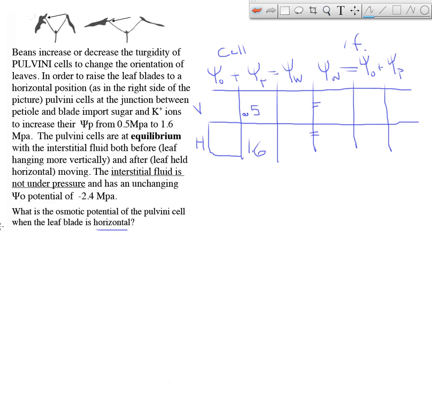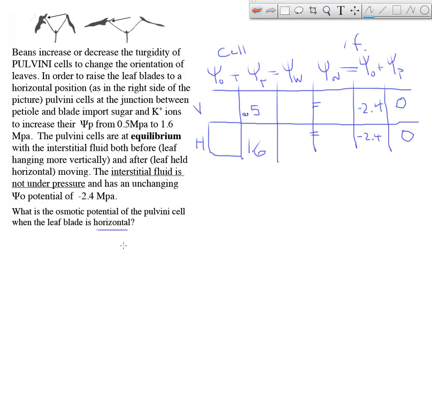Okay, what other numbers do we have here? The interstitial fluid is not under pressure. Sounds like the interstitial fluid, in both cases, has a pressure potential of 0. It's not under pressure. Good. And has an unchanging osmotic potential of minus 2.4. So there must be plenty of solute in there, because it has an osmotic potential of minus 2.4 megapascals, both during the vertical positioning and the horizontal positioning of the cell.